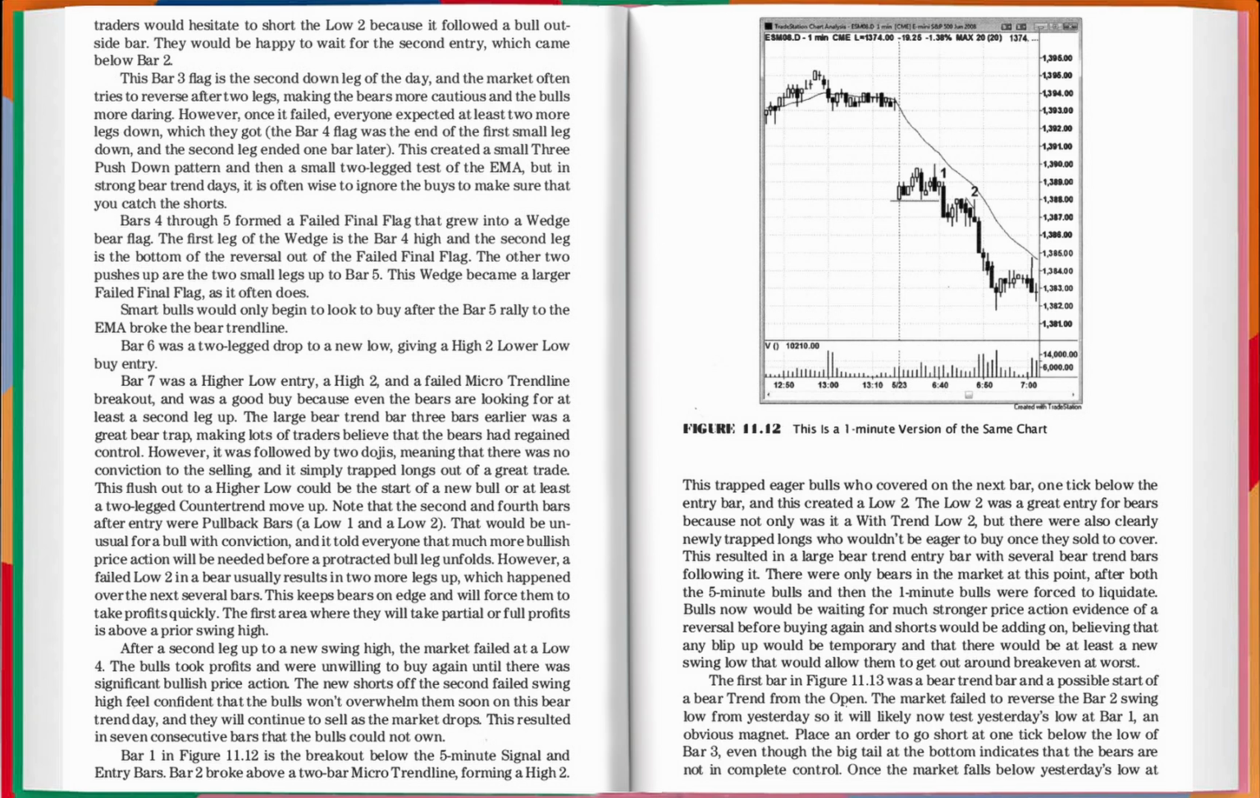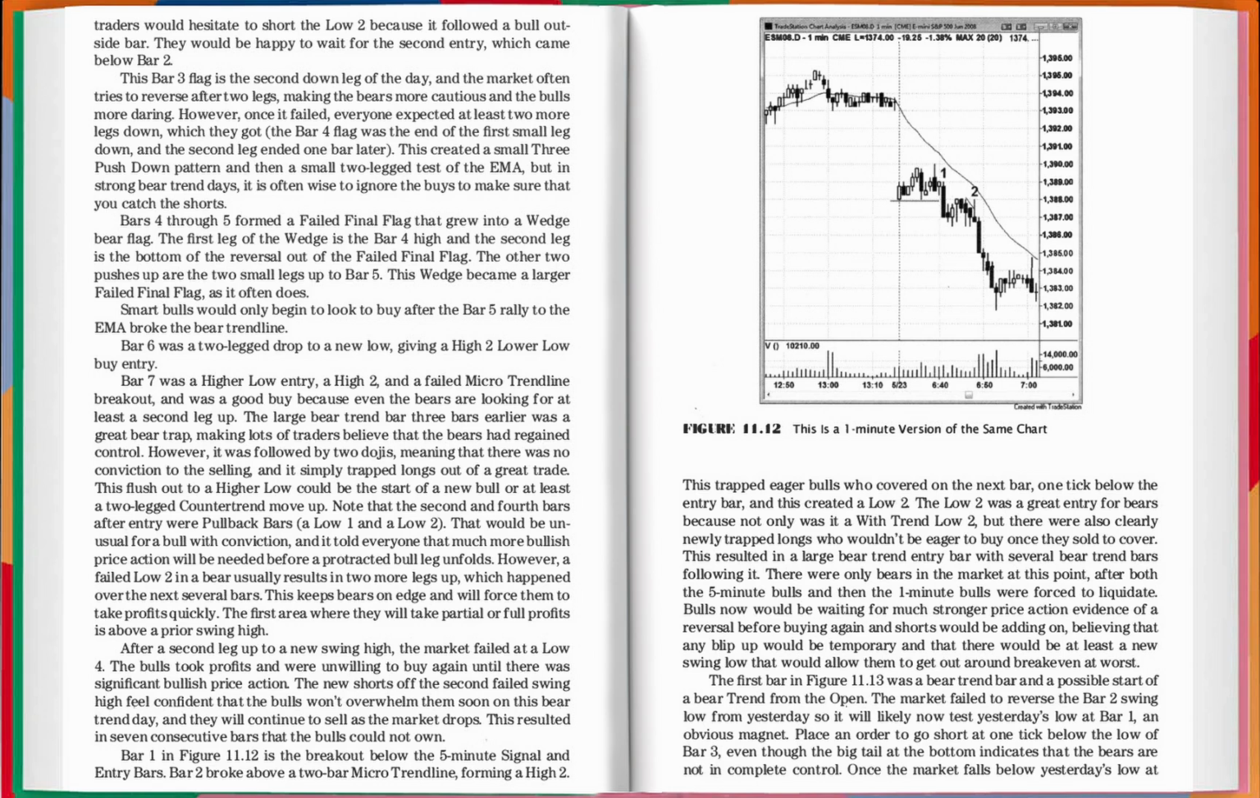This bar 3 flag is the second down leg of the day, and the market often tries to reverse after 2 legs, making the bears more cautious and the bulls more daring. However, once it failed, everyone expected at least 2 more legs down, which they got. The bar 4 flag was the end of the first small leg down, and the second leg ended 1 bar later. This created a small 3 pushdown pattern, and then a small 2-legged test of the EMA.